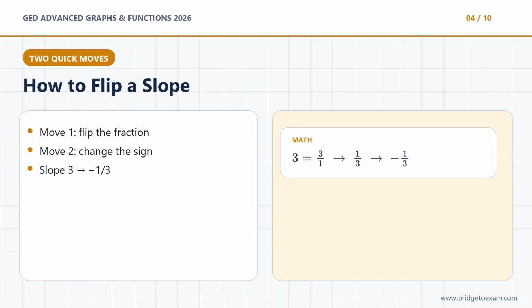Finding a perpendicular slope takes two quick moves. Flip the fraction, then change the sign. Start with 3, which is 3 over 1. Flip it to 1 over 3. Change the sign to -1 over 3. Done. The perpendicular slope to 3 is -1/3. Practice this flip until it is automatic.